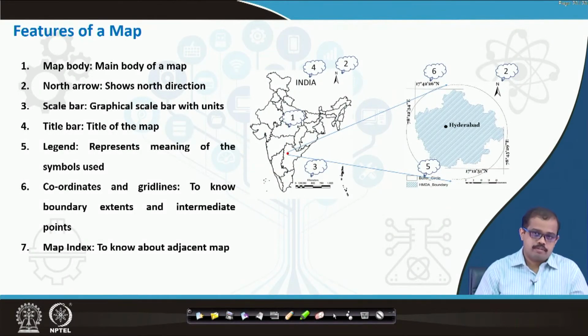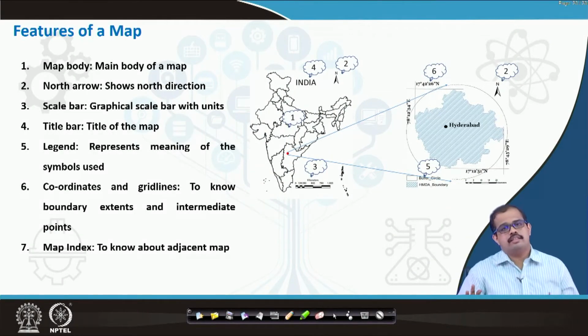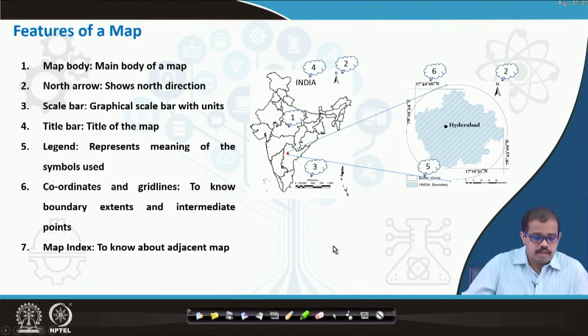And when we look at a map, anyone can work on a map, anyone can represent a map, but there are certain features that you have to always have in a map. I've seen a lot of research papers come out where the representation of a map is so bad that you cannot really understand or interpret that particular map as far as the earth surface is concerned. For example, the first thing you have to look at is the map body, or the main body of the map.